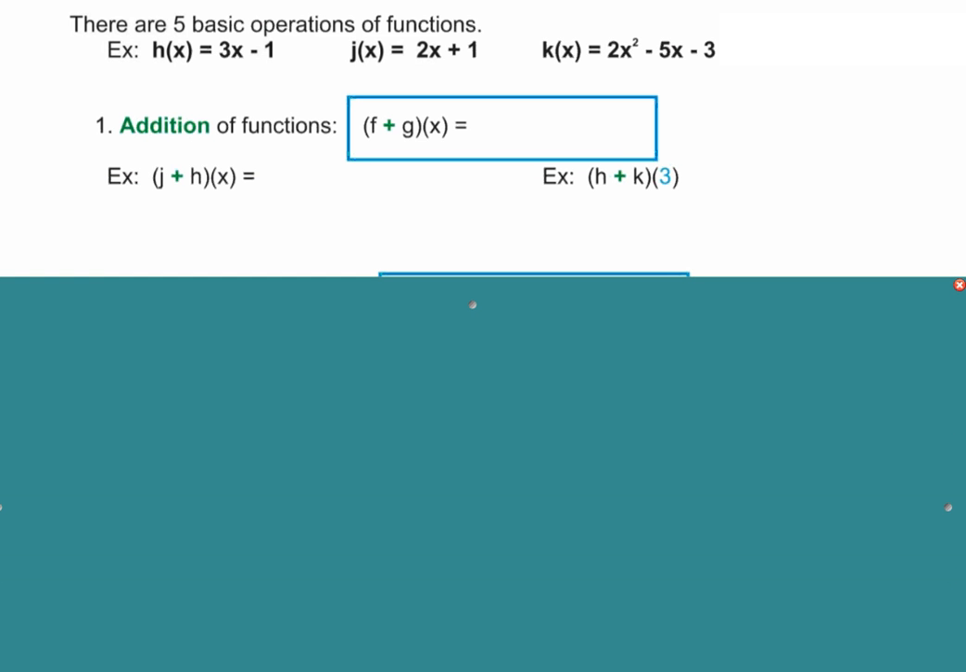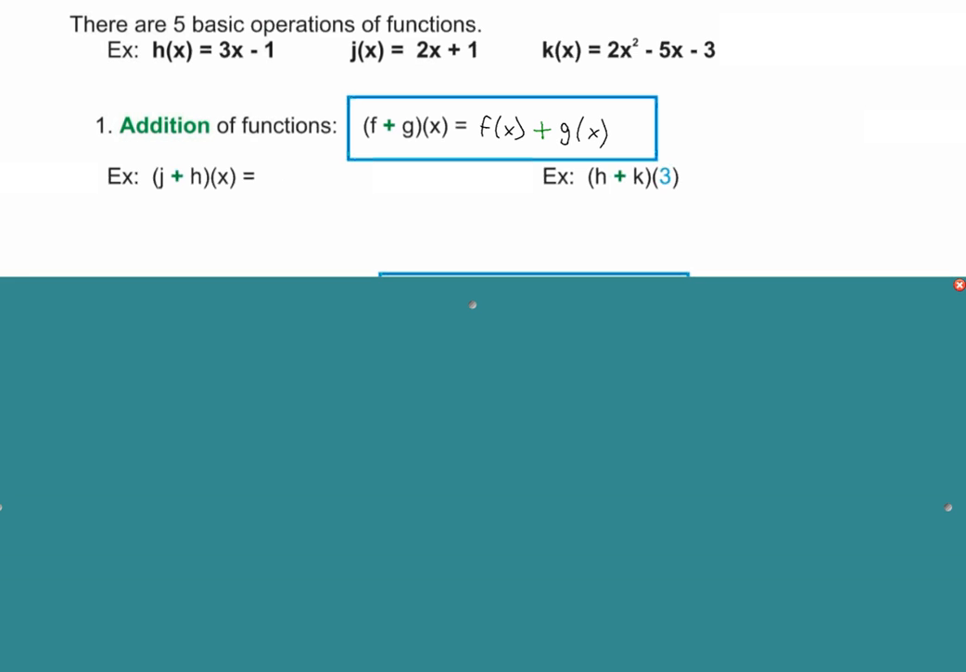So the 5 basic operations of functions. I have 3 example functions: h of x, j of x, k of x. All right, first off, here's the rule. What if you have f plus g of x? What does that mean? All right, that means you take the f of x function, and we take a green for the plus sign, and you add to it the g of x function. You add the 2 functions. Okay? So the first example on the left, take the j function and add to it the h function.